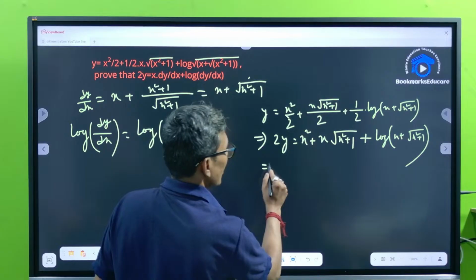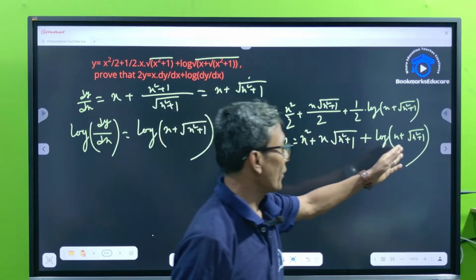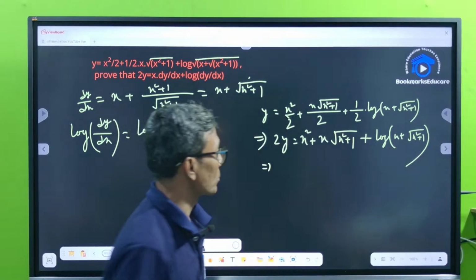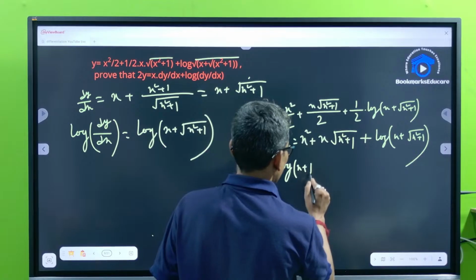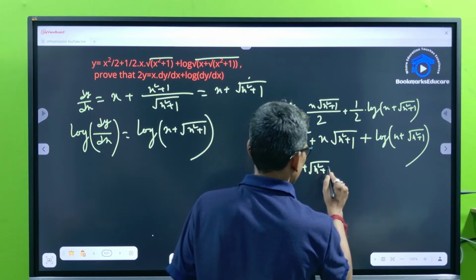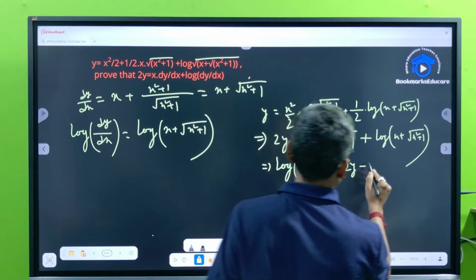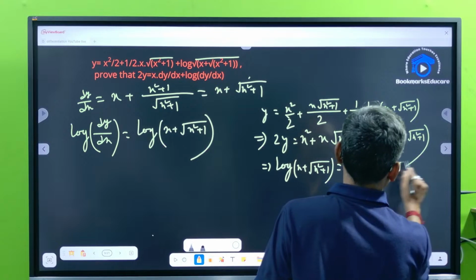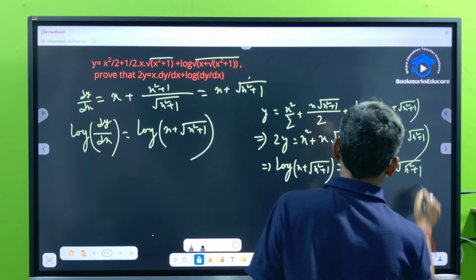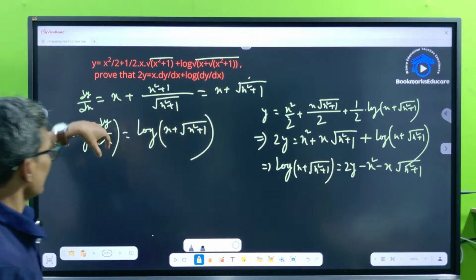So what will be the value of log of x plus root over of x square plus 1? So log of x plus root over of x square plus 1 is equal to 2y minus x square minus x into root over of x square plus 1, and this portion will be put in this figure.